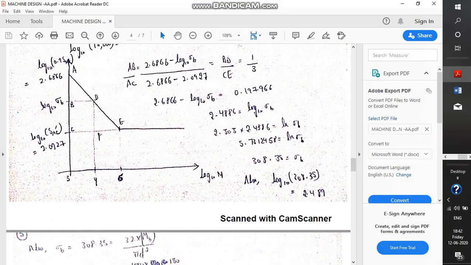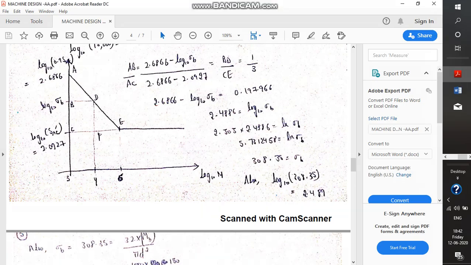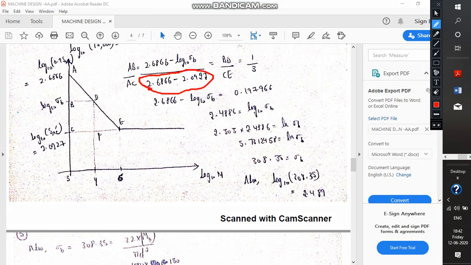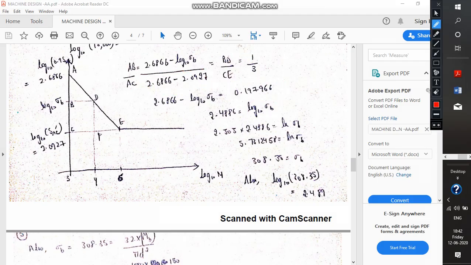Now some students may have a problem with how we have arrived at this point. See what we have done: we have calculated this difference, and please calculate it with the help of your calculator. We have taken it to that side, divided by 3, and we have written it straight away, so there is no point in confusion. Please use your calculator and solve this question yourself also, then only you will be able to do it. This is sigma B, and finally we have calculated it as 308.35.